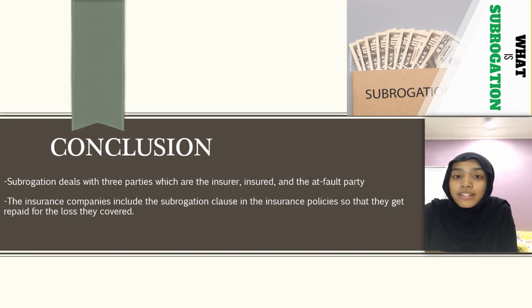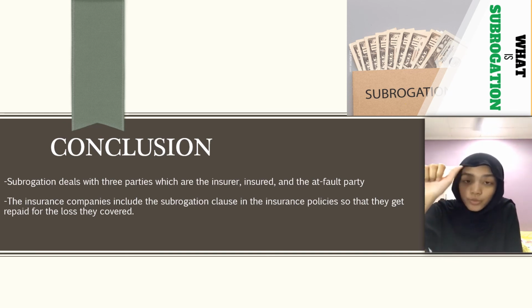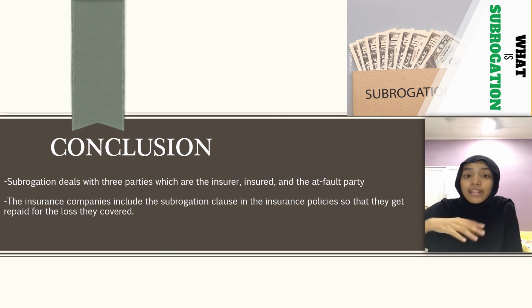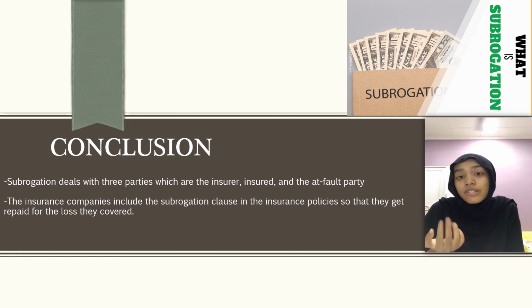Conclusion of subrogation. Subrogation deals with three parties, which are the insurer, the insured, and also the third party. Insurance companies include the subrogation clause in the insurance policy so they can get a rebate for the loss that they recover.